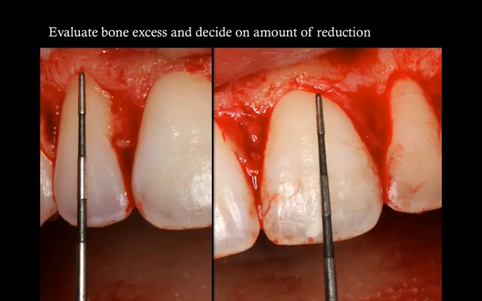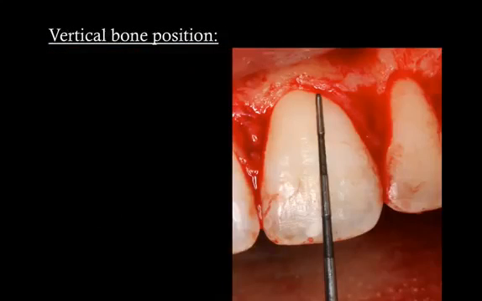So you'll measure and evaluate how much bone excess you have, and then you need to make a decision how much bone you need to remove. We need to remove some bone vertically and some also horizontally by doing osteoplasty. So the biggest question that I'm always asked is how much bone to remove, and that's the part that a lot of dentists get kind of stuck in.